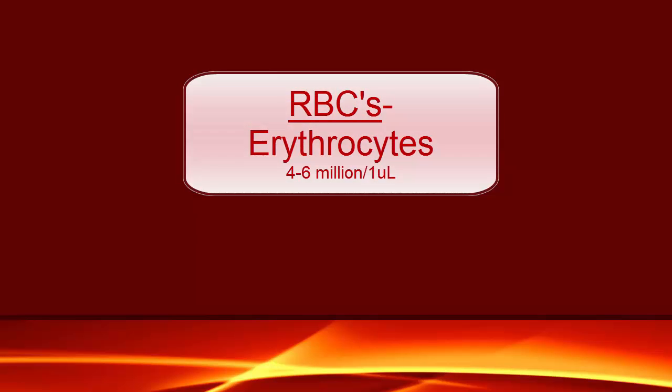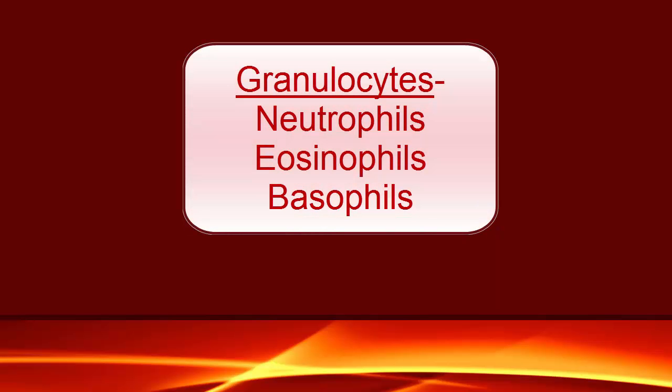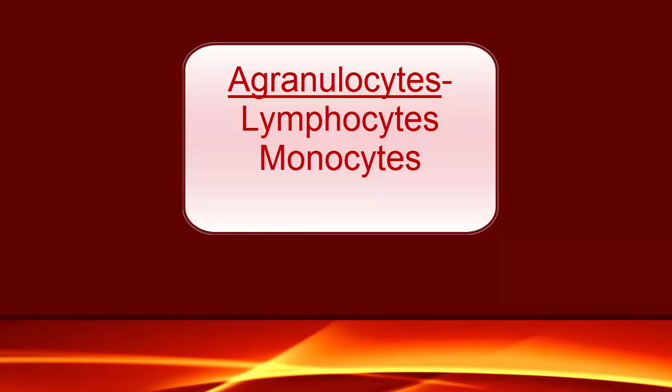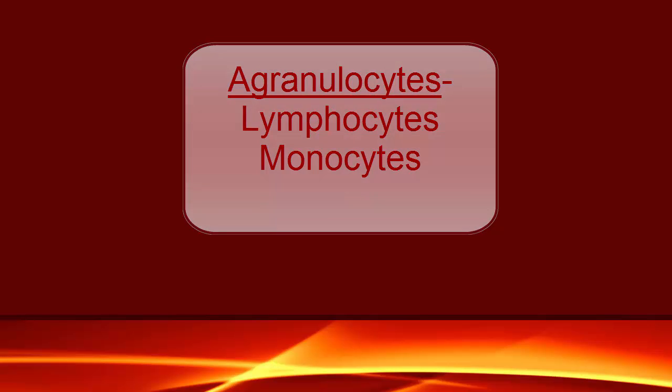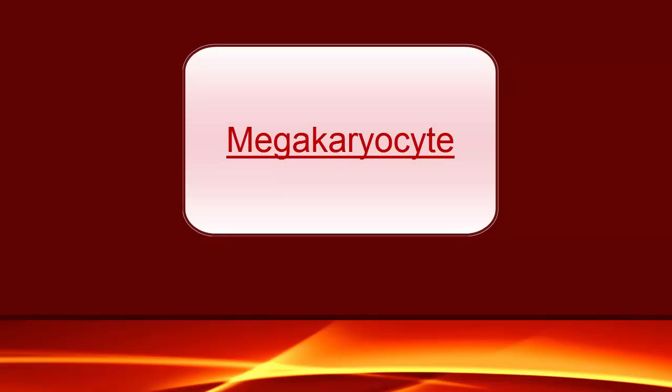So we've got the red blood cells, also known as the erythrocytes, the white blood cells categorized as granulocytes and agranulocytes. The granulocytes are the neutrophils, the eosinophils, and the basophils. The agranulocytes are the lymphocytes and the monocytes. And then finally we have the platelets, which are not true cells, but fragments of a large cell found in bone marrow called a megakaryocyte.